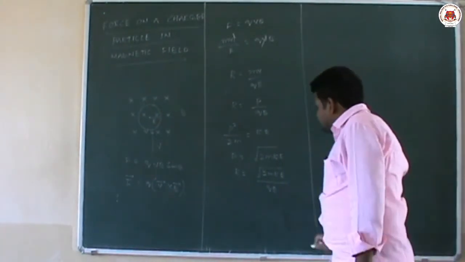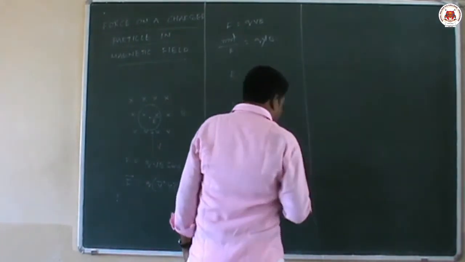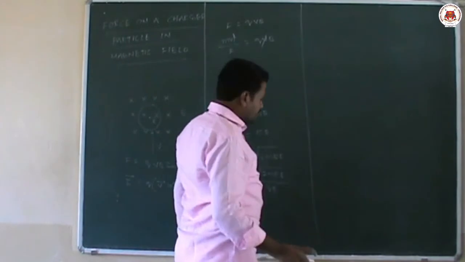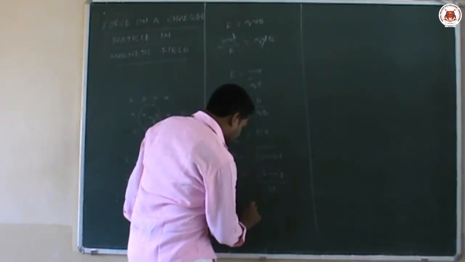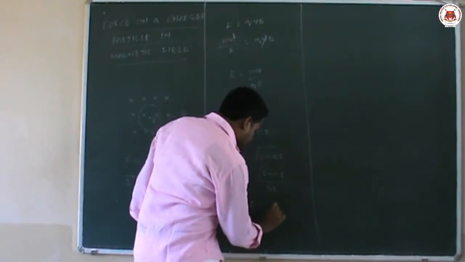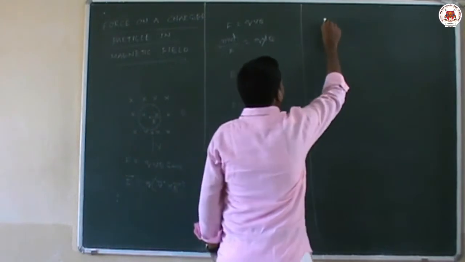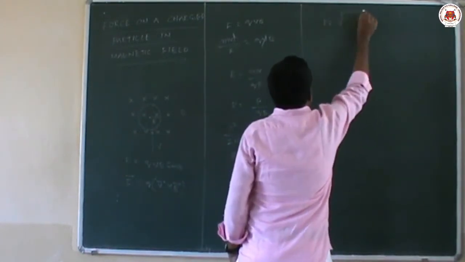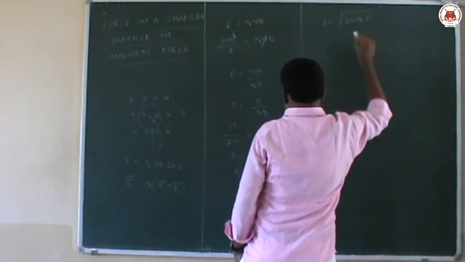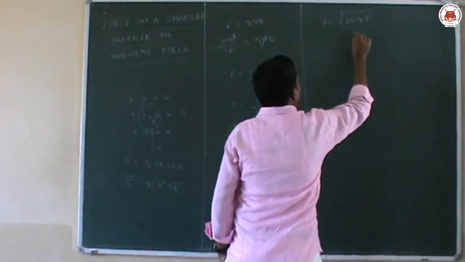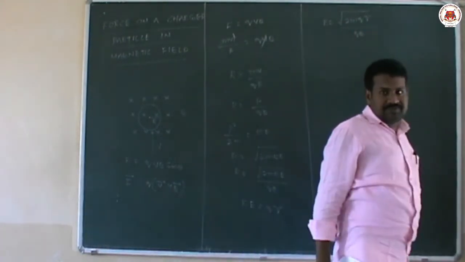Next, instead of providing kinetic energy, if you give only an electric field, kinetic energy can be written as Q into potential difference. That we can substitute here. r is equal to under root of 2m Q into potential difference by qB. This is the formula for radius.